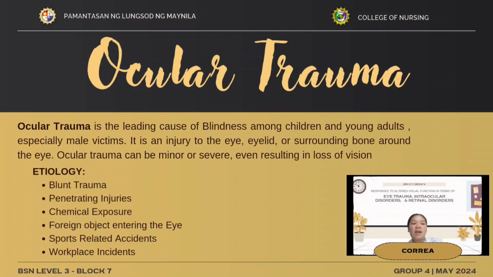So, ocular trauma, leading cause of blindness among children and young adults. Usually, na part na mata na na-damage ng ocular trauma is yung muscles ng mata, and yung conjunctiva, cornea, lens, iris, pupil, sclera, retina, muscular, and also optic nerves. And ang etiology ng ocular trauma is yung blunt force from trauma, which is yung falls and physical assault.